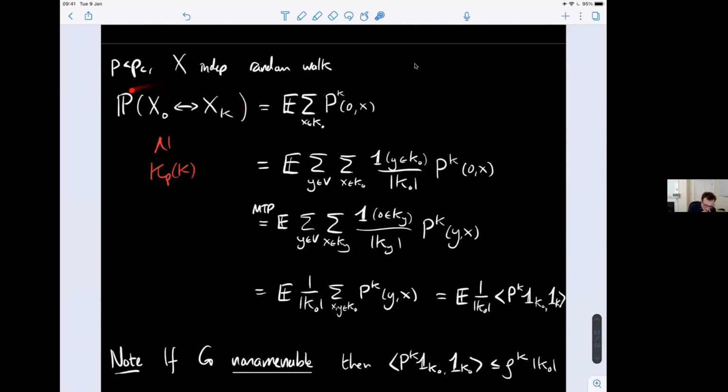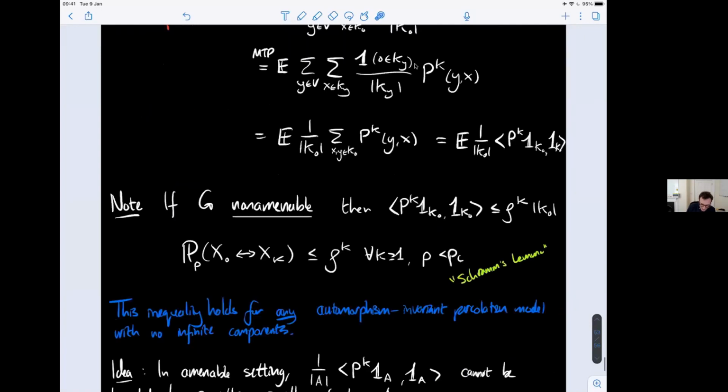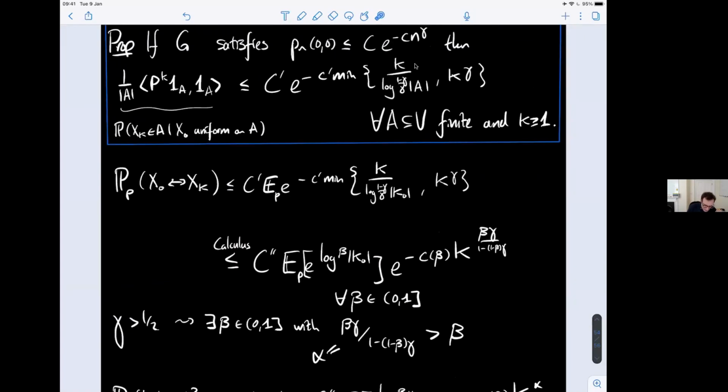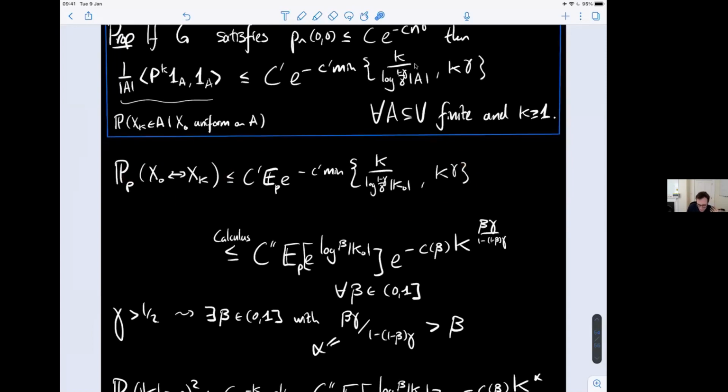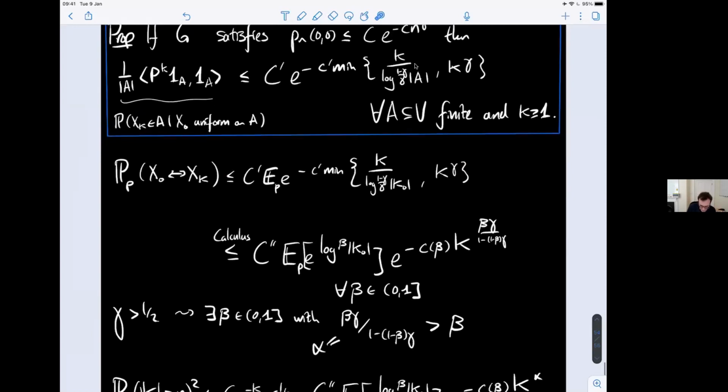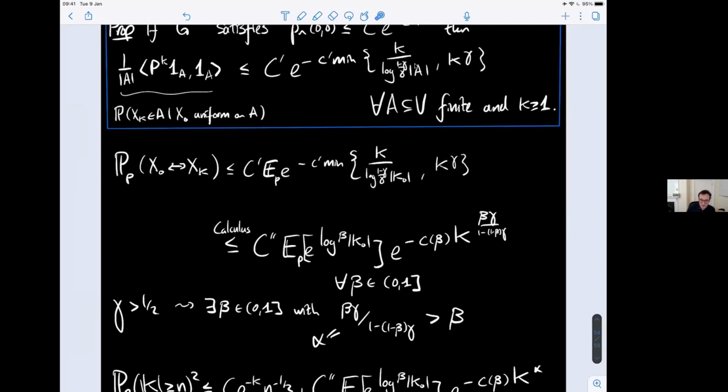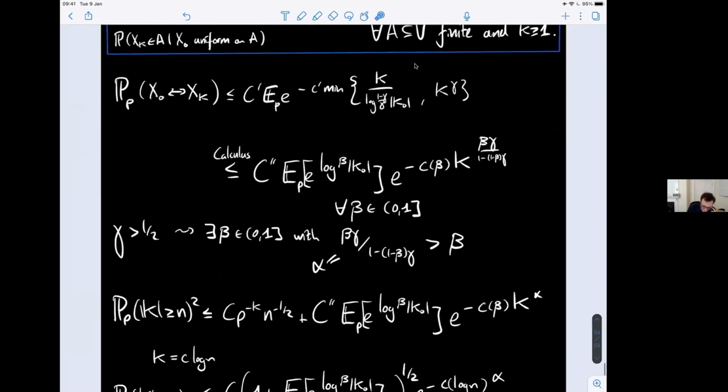So what you can do, and this is just for arbitrary sets, is take the equality that we had before, expressing this connection probability in terms of this expectation, and plug this inequality in, and of course we just get this inequality. And if you do a bit of calculus, you can convert this into something simpler to work with: the connection probability is bounded by, for any beta between 0 and 1, the expectation of e to the log to the beta of the volume times e to the minus k to this power beta times gamma minus beta, which we'll call alpha.